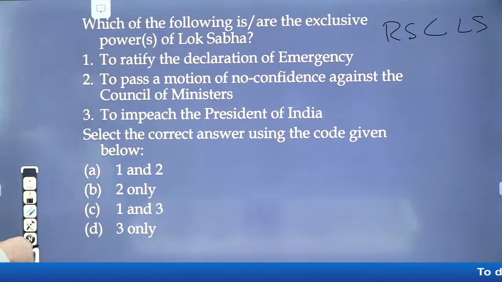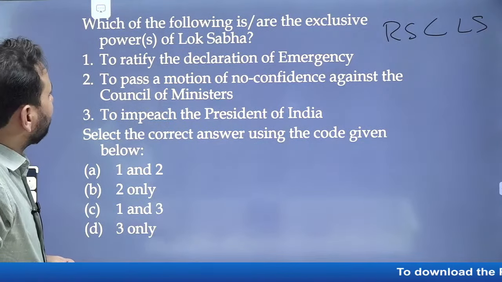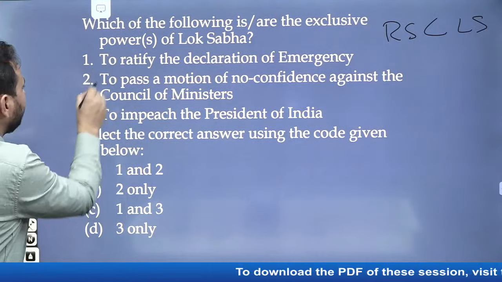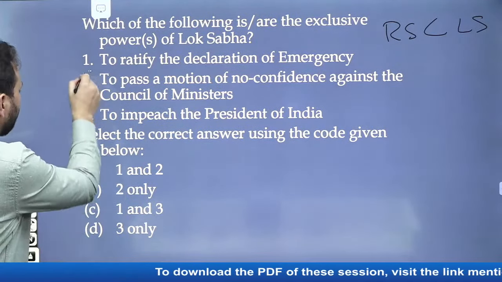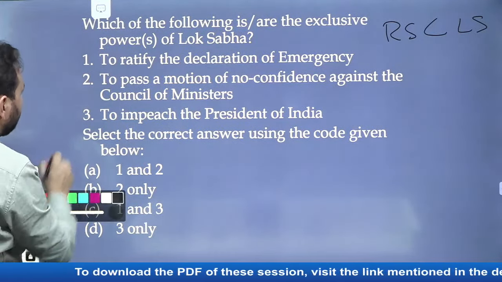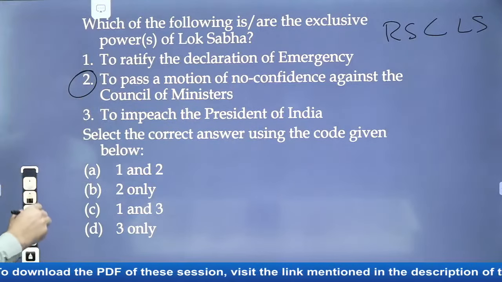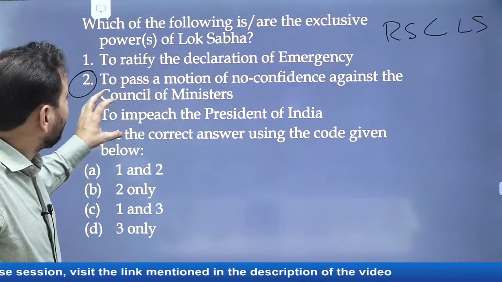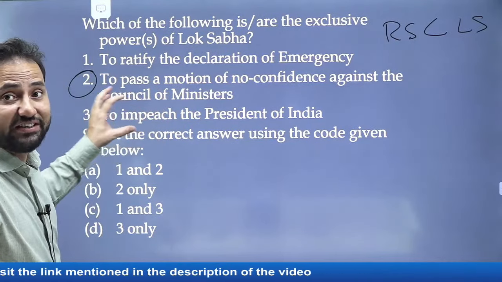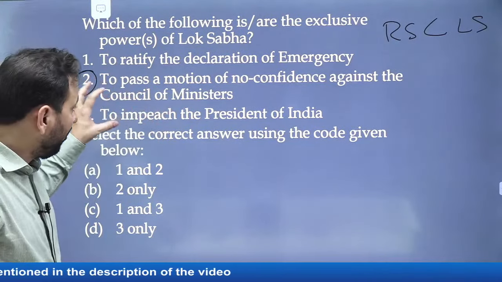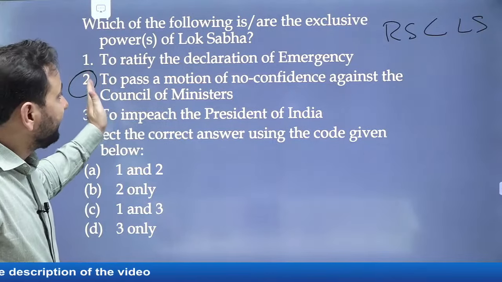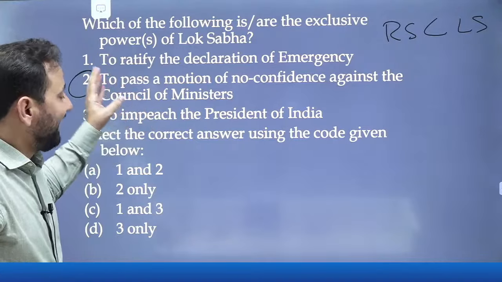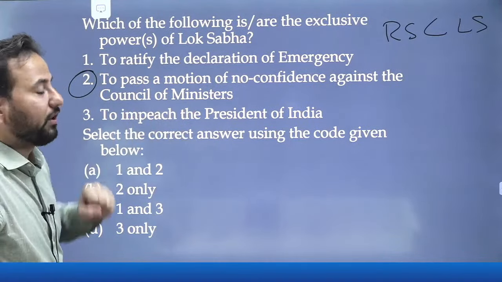To ratify the declaration of emergency, to pass a motion of no confidence against the Council of Ministers. See, whenever it is about accountability, whenever you see the concept of accountability, you will see that Lok Sabha becomes more powerful, and whenever it is about the Council of Ministers, whenever it is about the no confidence motion, then in all these scenarios we will have this very condition, that is, it will be in the hands of the Council of Ministers and that will be in the hands of the Lok Sabha only.